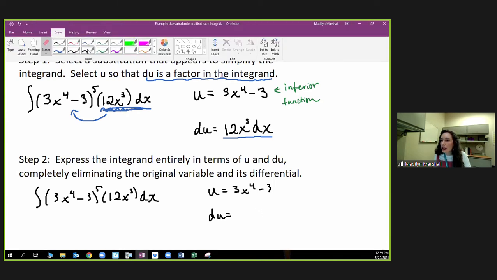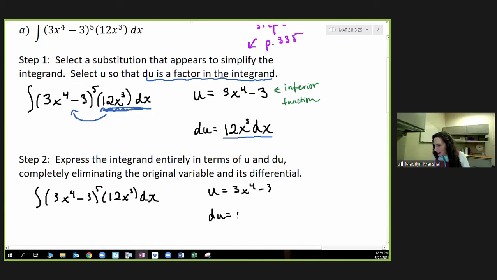So our second step, and you don't have to write all of this out again, I'm just writing it out so it's in the second step area. Our second step is to express the integrand entirely in terms of u and du, completely eliminating the original variable and its differential. So when we are done substituting stuff, we should have no more x's left in this integral.